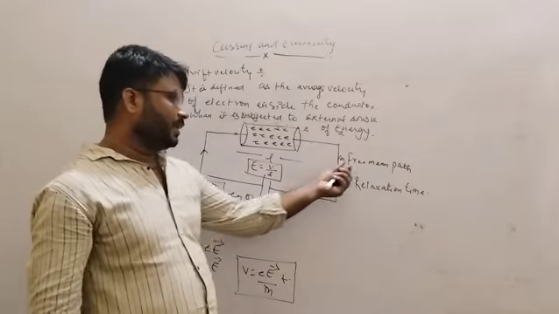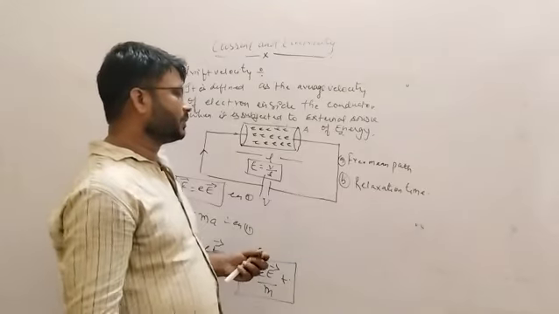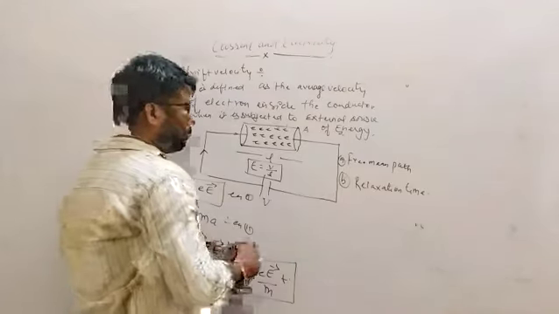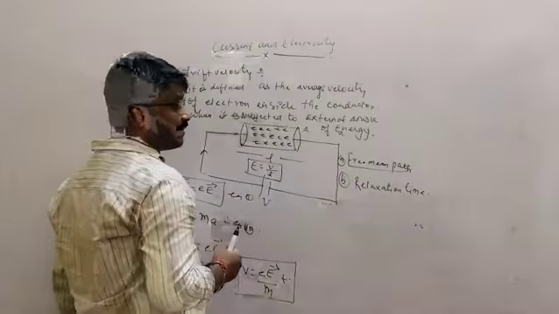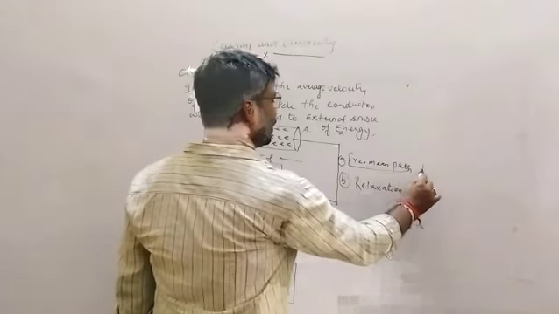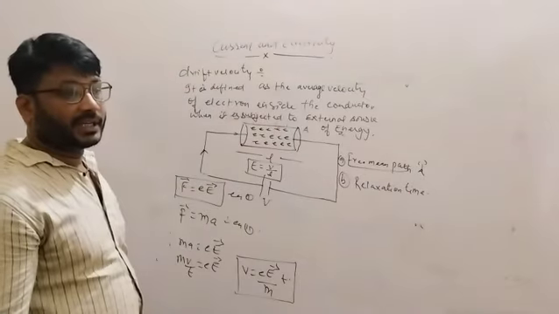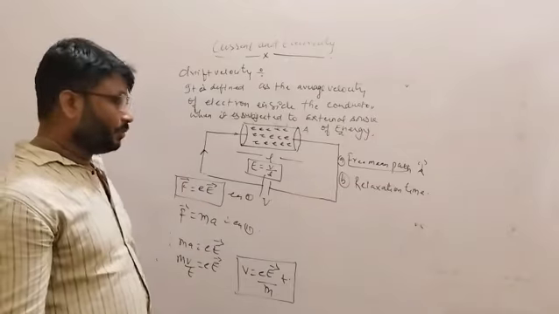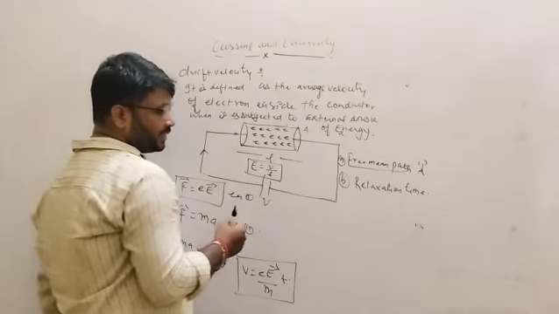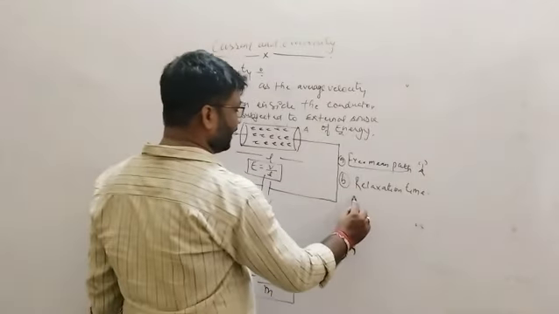What is free mean path? This is the average distance covered by the electrons between two successive collisions. We call it the average mean path, denoted by lambda. Now, what is relaxation time? The time elapsed between two successive collisions. We call it relaxation time, denoted by tau.